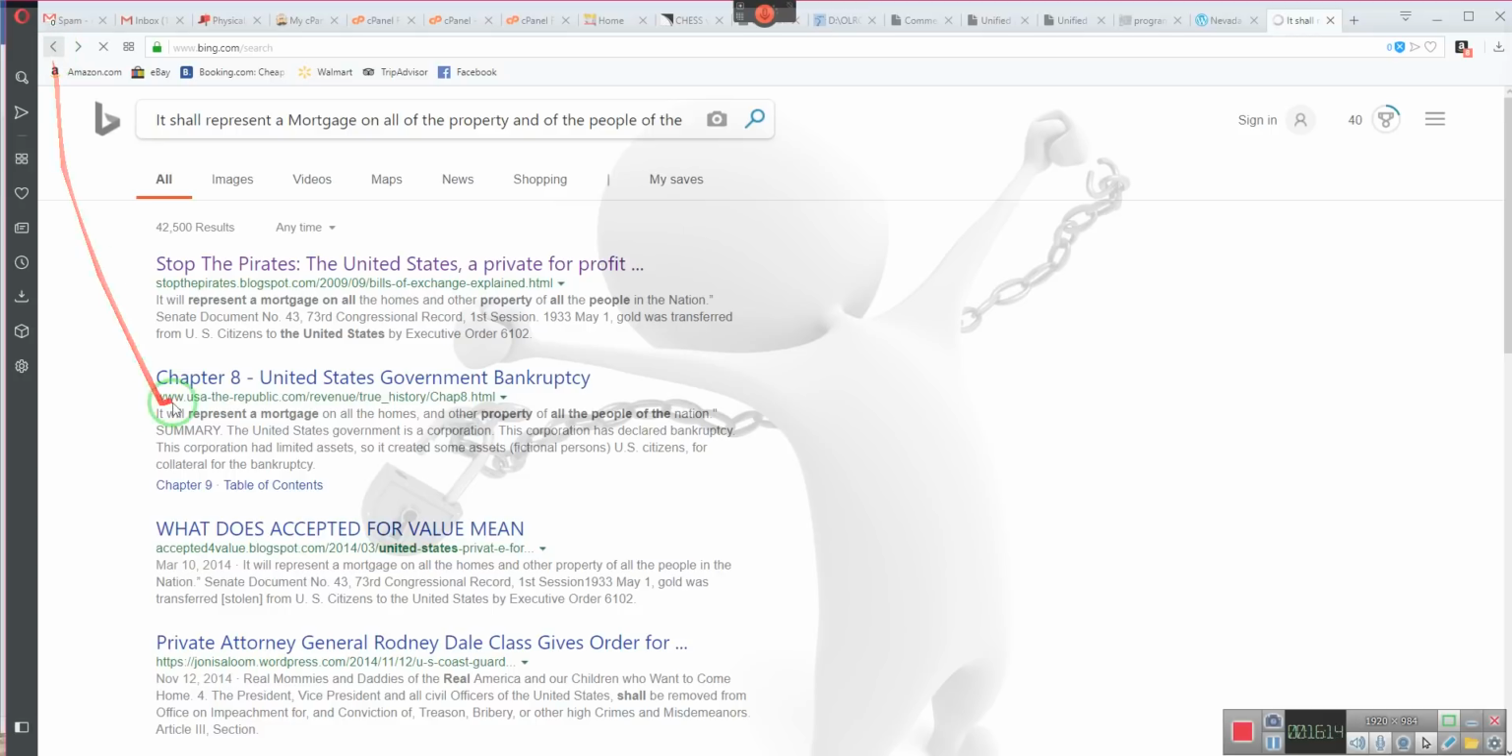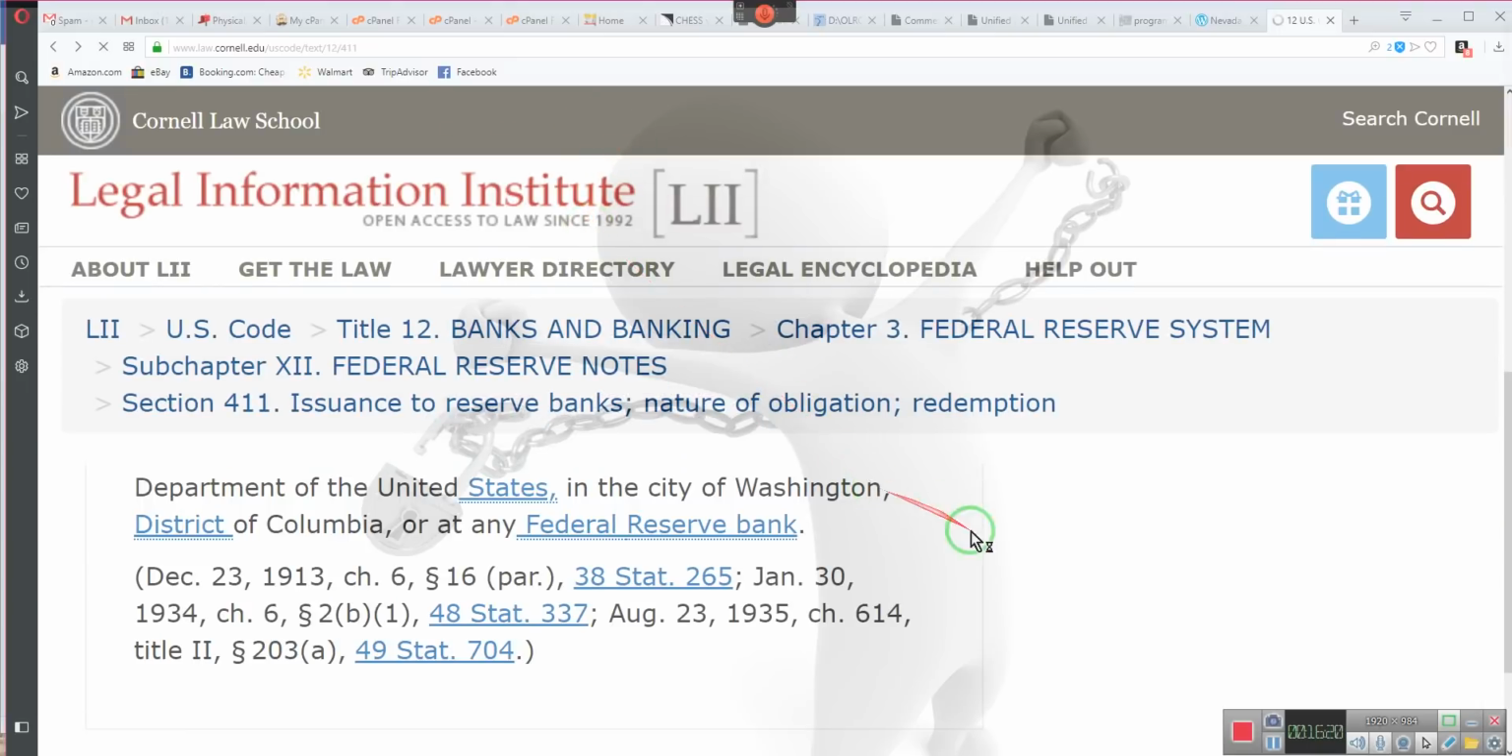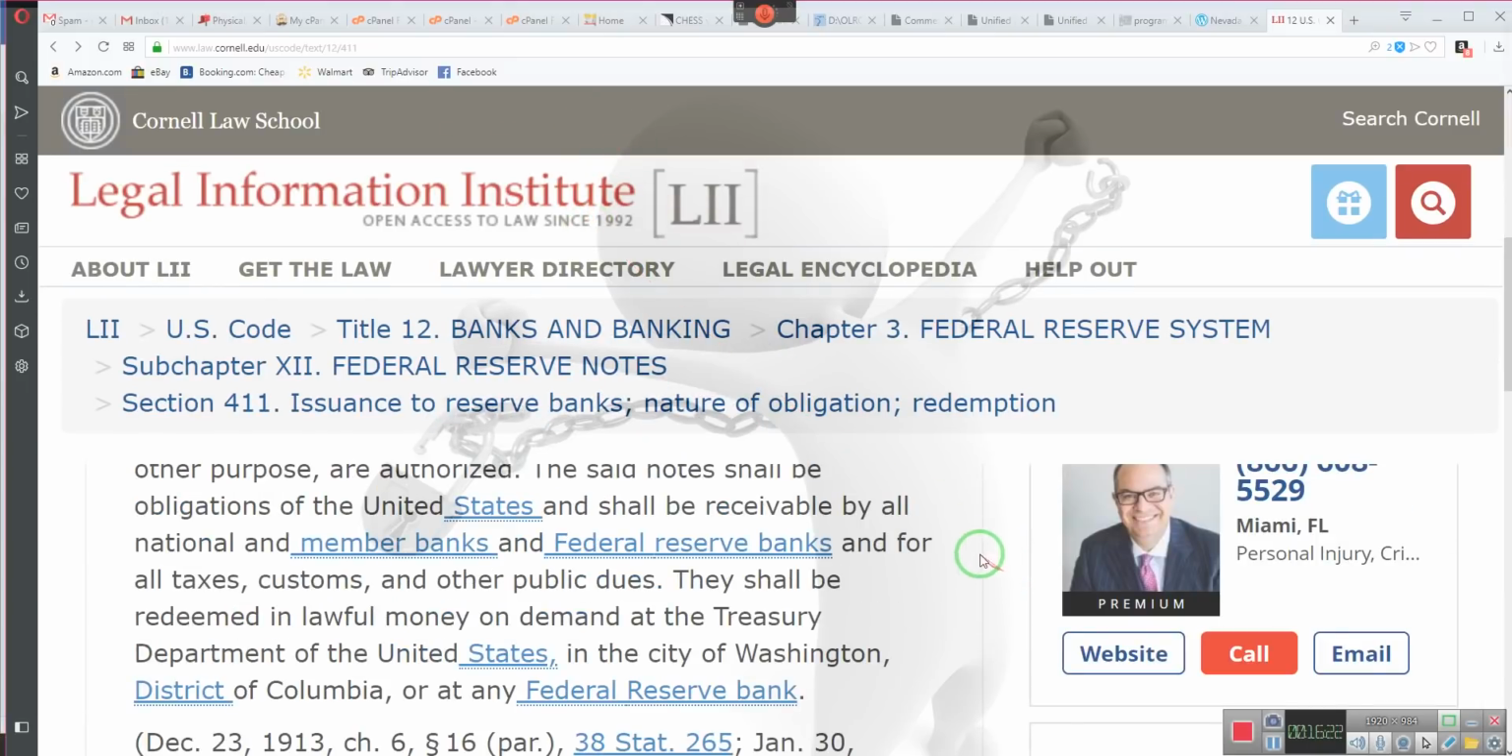Go back. I told y'all we can go to chapter 8, but in other words, it should represent a mortgage on all the property of the people of the United States. That's what got me that page. All right. Pay attention. Shall be receivable by all national and member banks and Federal Reserve banks for all taxes, dues, and public. They shall be redeemed. It's called redemption value, people. Redeemed. It is equitable redemption.